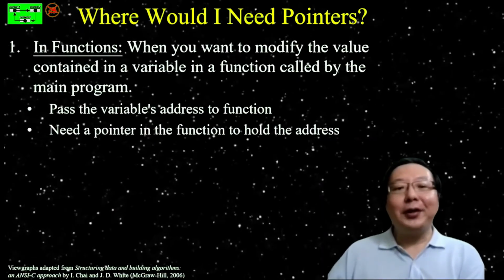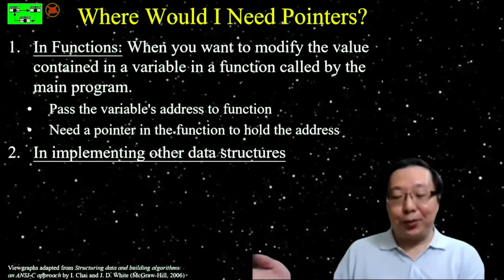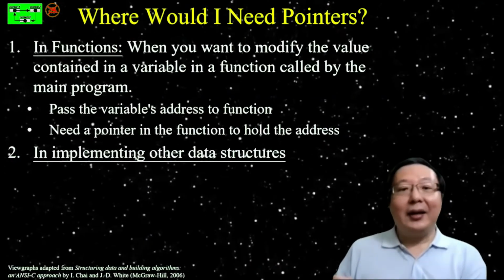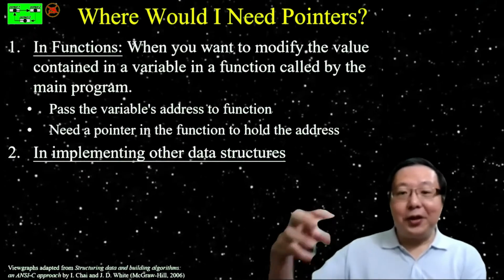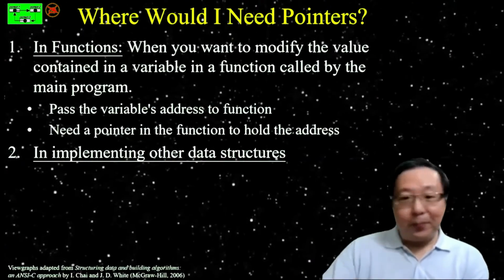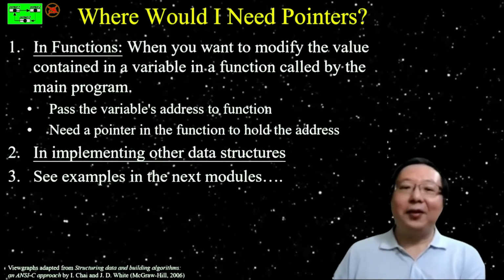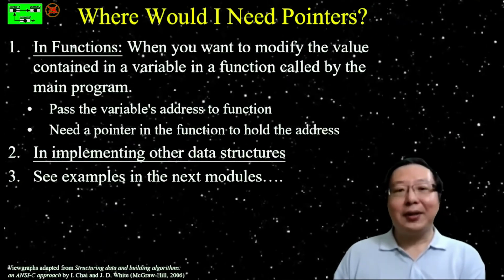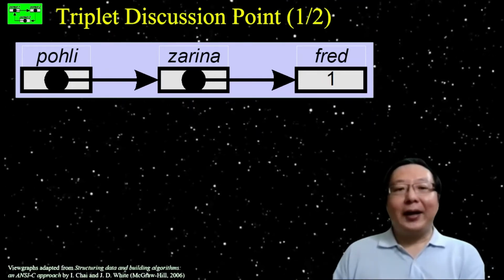And you need a pointer in the function to hold the address, and then you can access the other place. You also need it when you're implementing other data structures, because you need to refer to those other things. Later on, we will look at how that works out. Meanwhile, let's look back at this example.